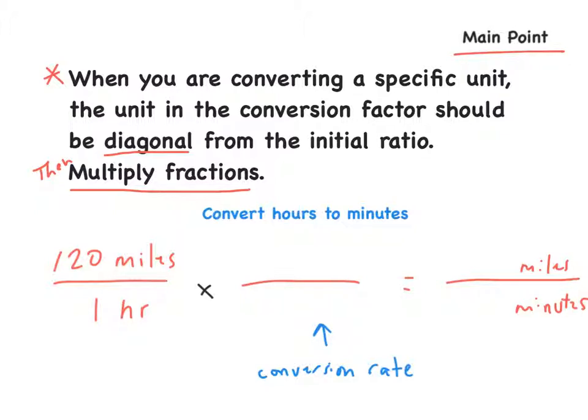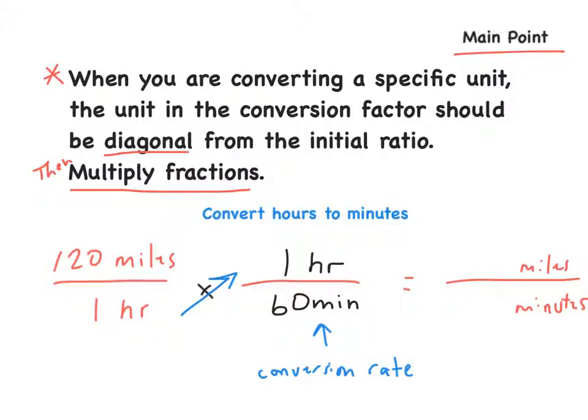So our conversion rate, remember, if we have hours down here, diagonally there must be hours. So diagonally must be hours. So if we have hours up at the top, in 1 hour, how many minutes are there? In 1 hour there are 60 minutes. This is what our conversion rate is.